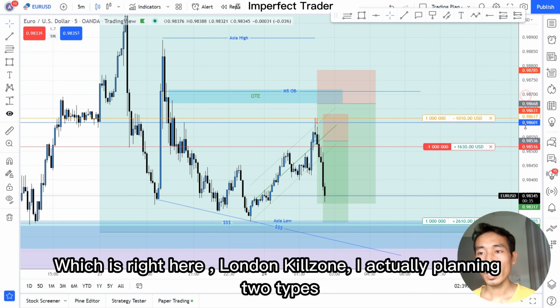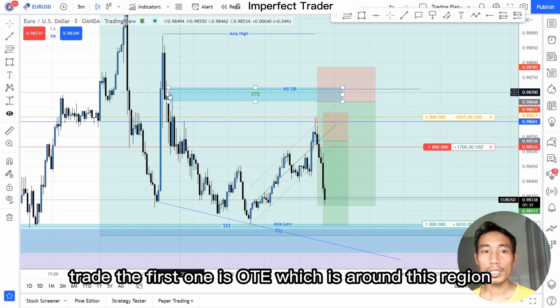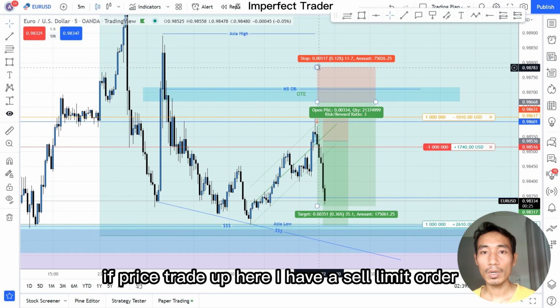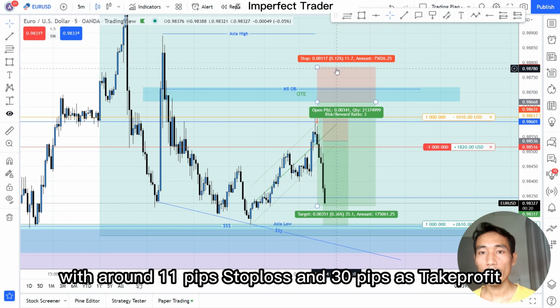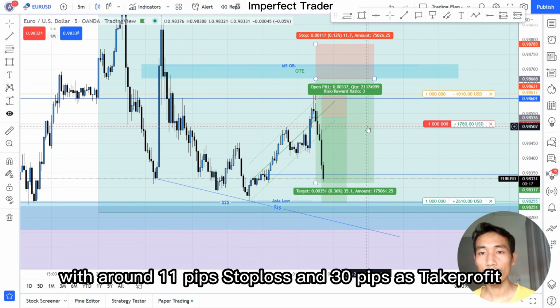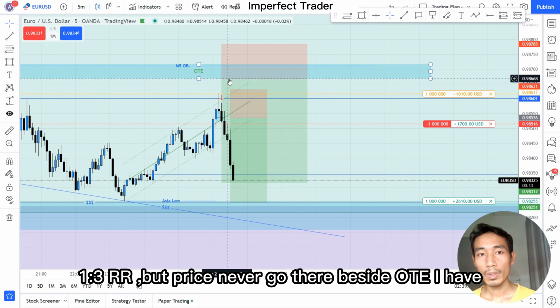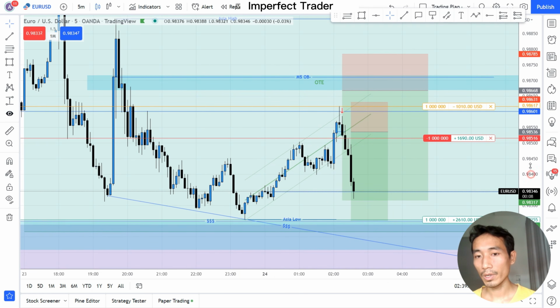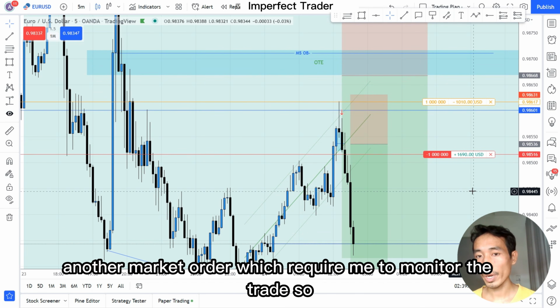I actually blend two types of trade. The first one is OTE, which is around this region. If price trades up here, I have a sell limit order with around 11 pips stop loss and 30 pips take profit, 1 to 3, but price never went there. Besides the OTE, I have another market order which requires me to monitor the trade.